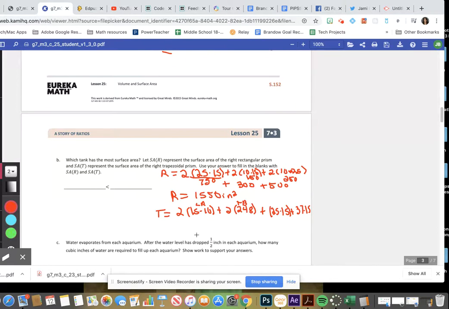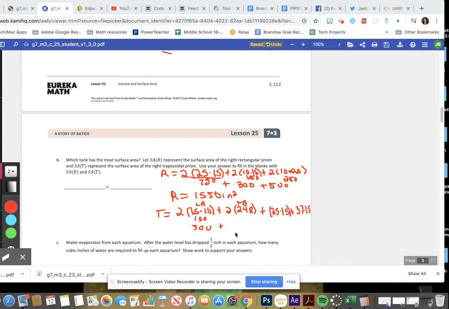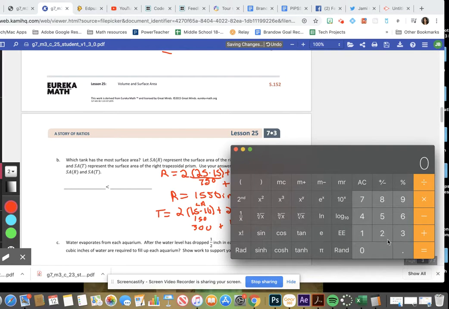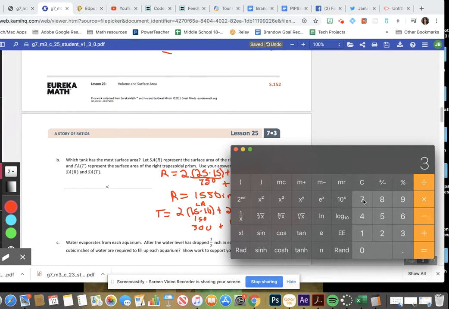Okay, so let's start working these out. We've got 15 times 10, 150, times 2 is 300, plus 248 times 2 is 496, plus 25 times 15, 375, and there's only one of those, so I don't have to times by 2, 375, correct? Yep. And then 37 times 15 is 555.